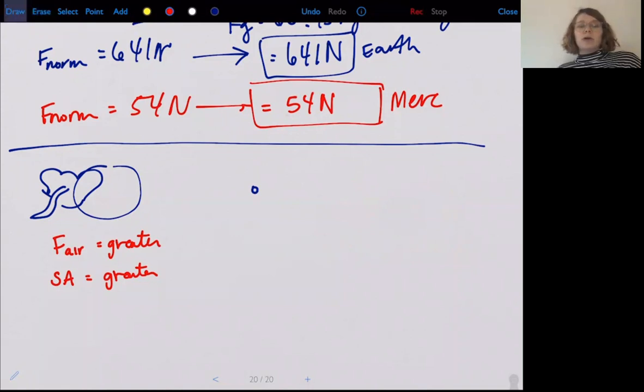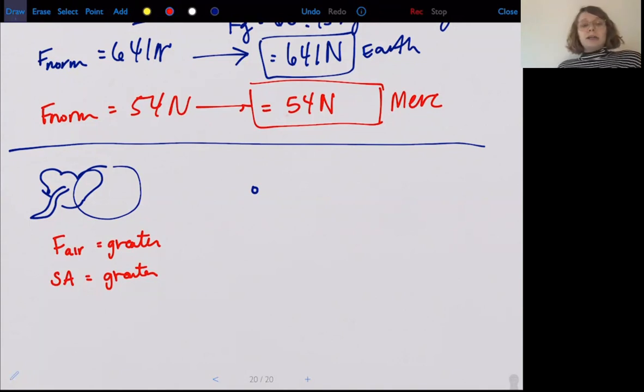Remember, number 8 was the one about the two objects falling from the sky, and we had an elephant and an egg, like I have drawn here. We already went over parts A and B. Part A asked you which object would experience greater air resistance while in free fall, and part B asked you to justify your answer to part A. So we already said that we know that the elephant will experience greater air resistance because it has a greater surface area than the egg. And remember that air resistance depends mostly on surface area.